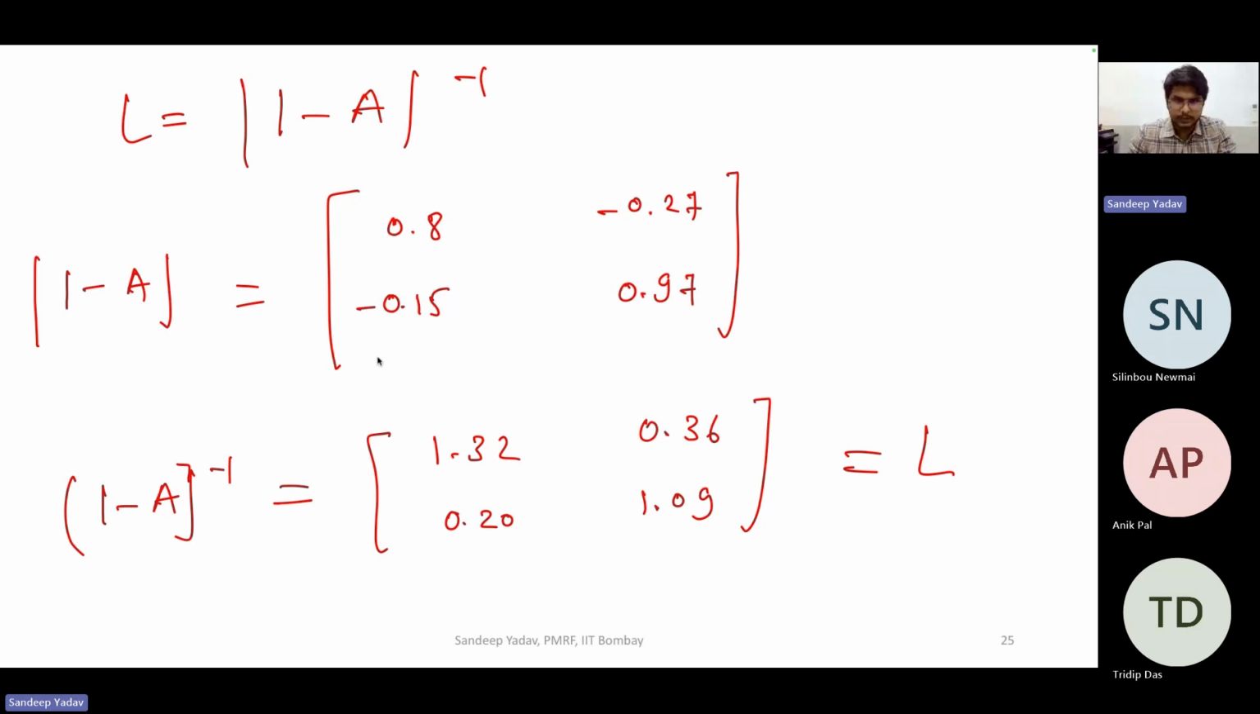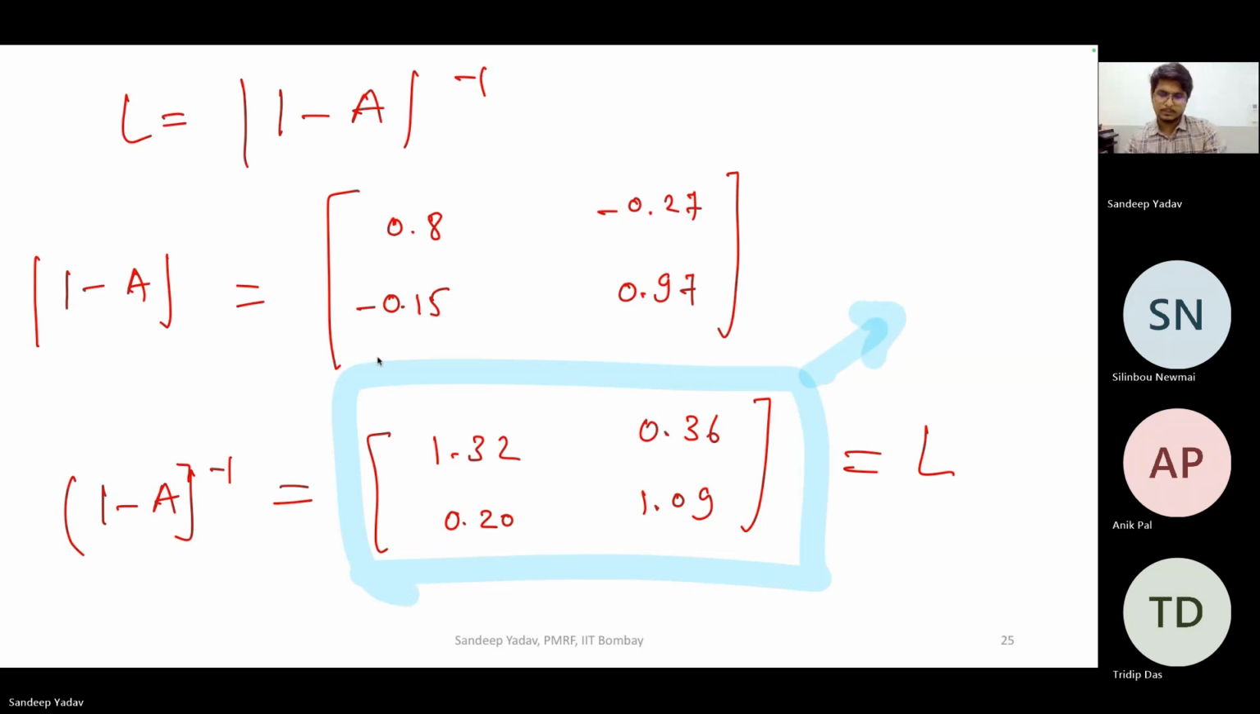If you want to solve it, 0.8 into 0.97 minus 0.27 into 0.15. If you go through this whole thing, find the determinant and calculate the inverse, you will get the same value. If you want to try, I can just stop and you can try it in between.